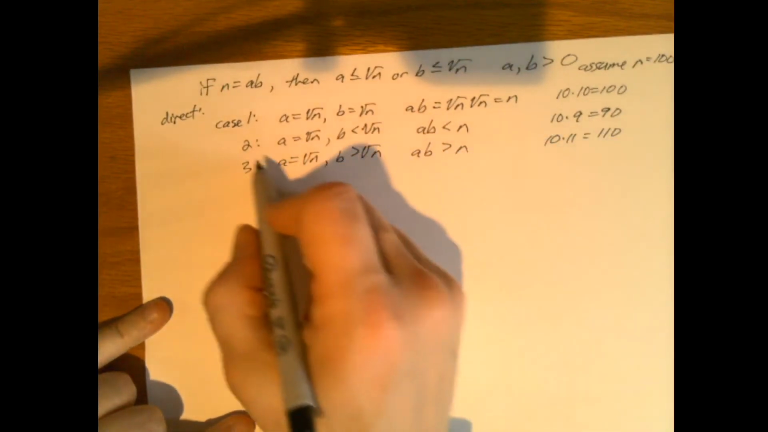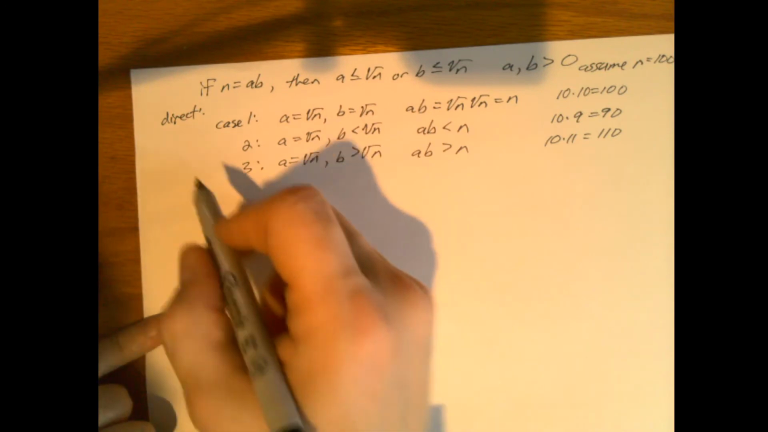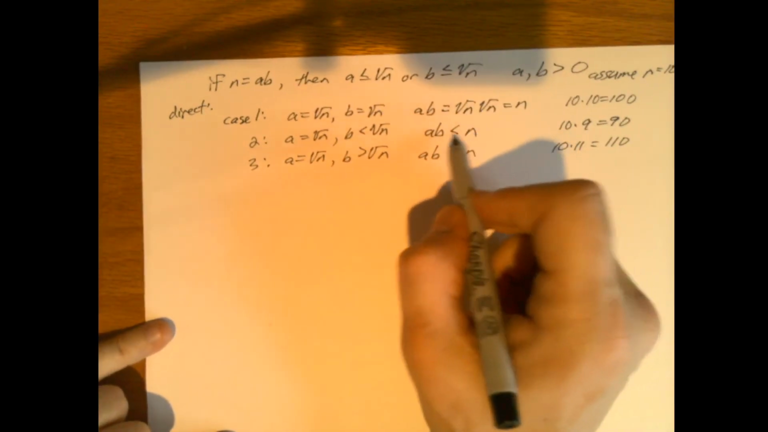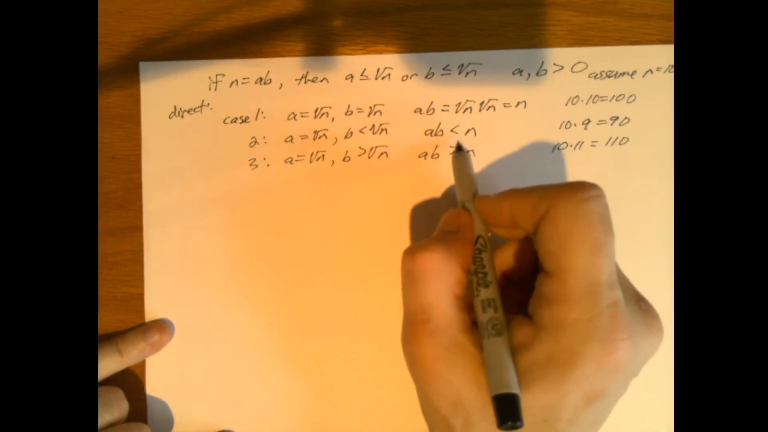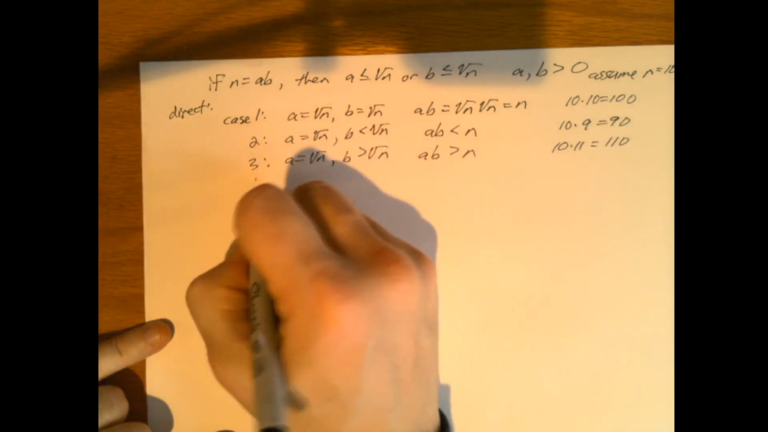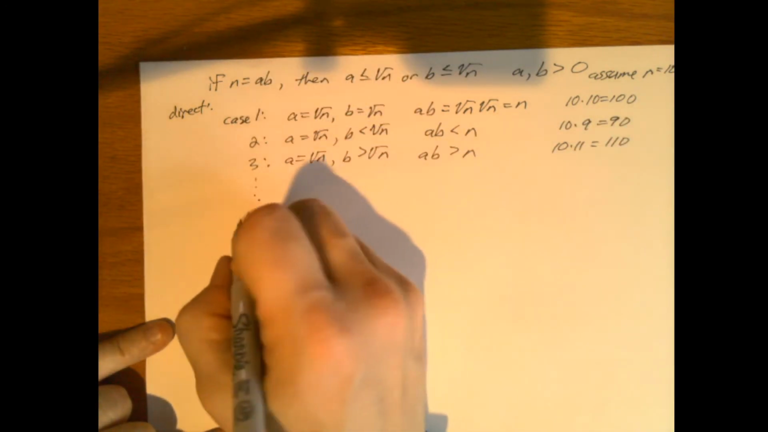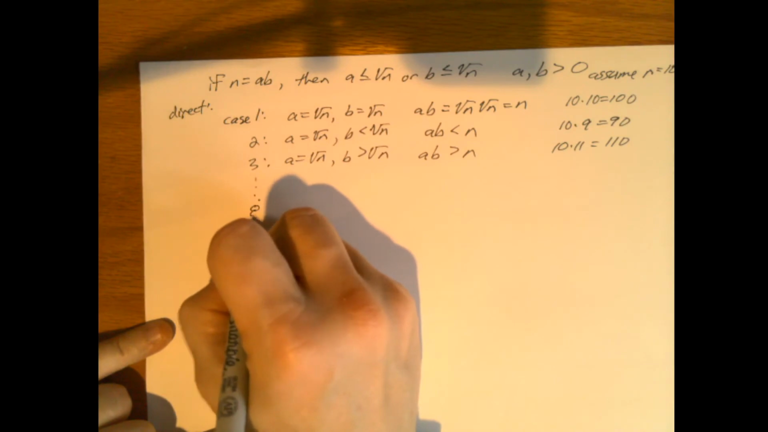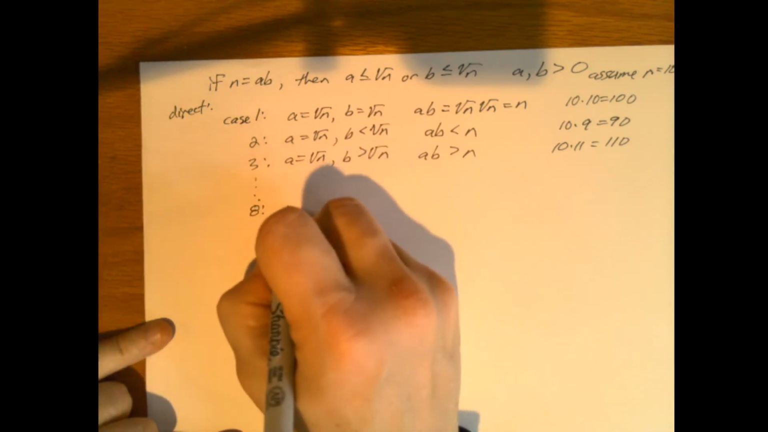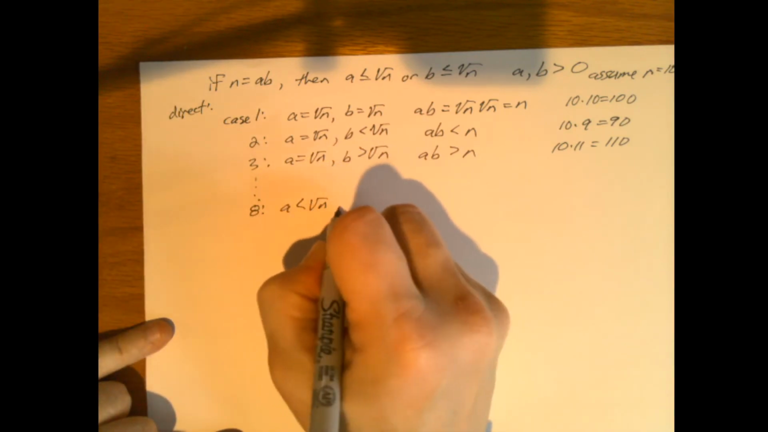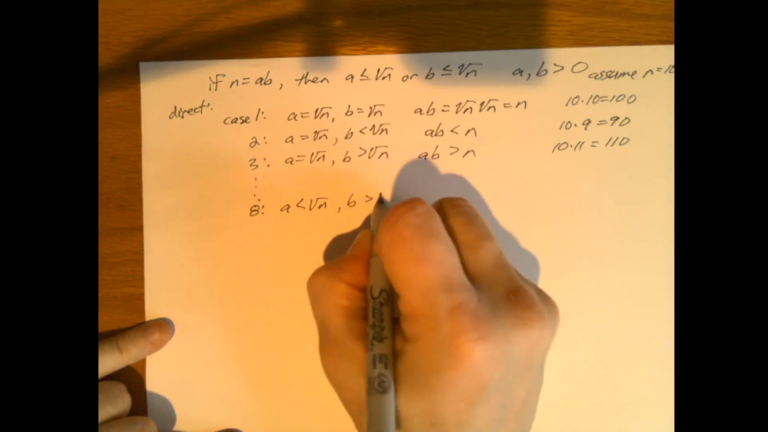Okay? And so we could keep working these cases. Now, in many cases, we can put an equality or an inequality. We have a couple more cases. And when I worked it out, I found 9 total, but I don't write all these out. But let's look at case 8: a is less than the square root of n, and b is greater than the square root of n.